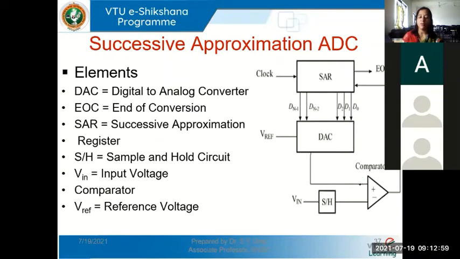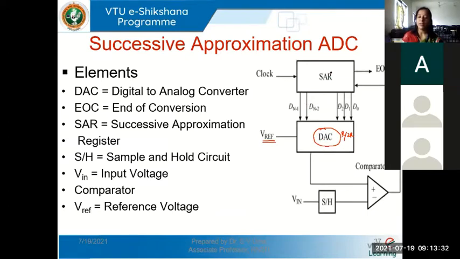It consists of a digital to analog converter, which we have already studied. Any type you can use, either weighted resistor or R2R. Most commonly used is the R2R digital to analog converter, R2R DAC. And we know a DAC needs a V reference, a DC voltage known as V reference, and the digital input bits are given as input to the DAC.